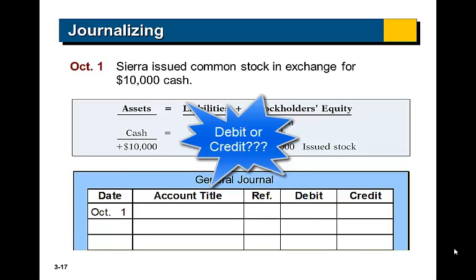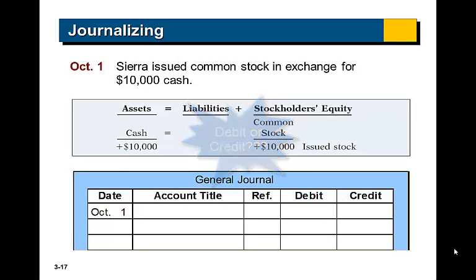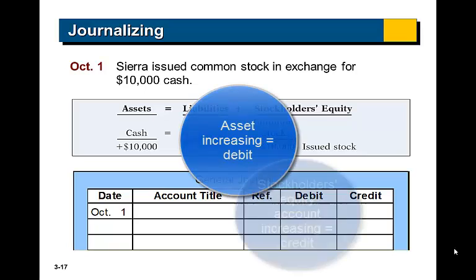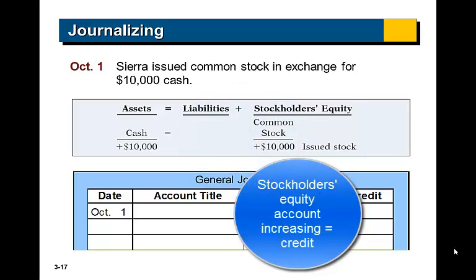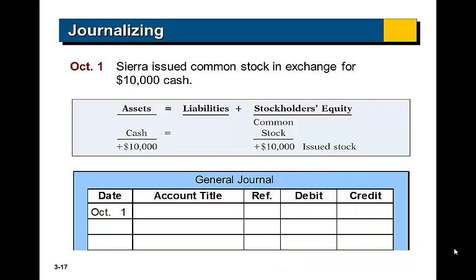Well, look at your chart in your notes. We know that cash is an asset, and as you can see from your chart, if an asset balance is increasing, then we must debit it. We know that common stock is a stockholders' equity account, and based on the chart, when a stockholders' equity account balance increases, we must credit it. Now we know everything we need to know to prepare the correct journal entry to record this transaction.